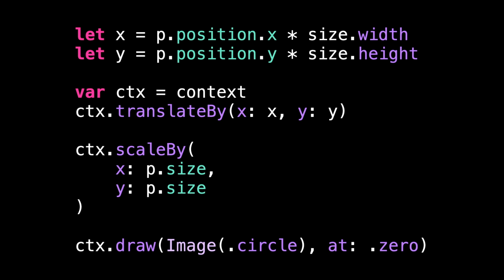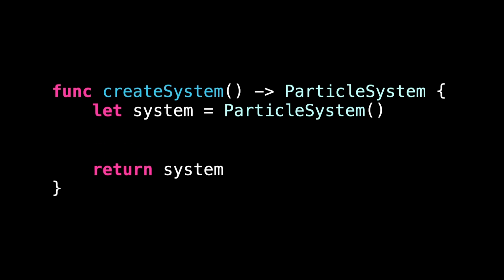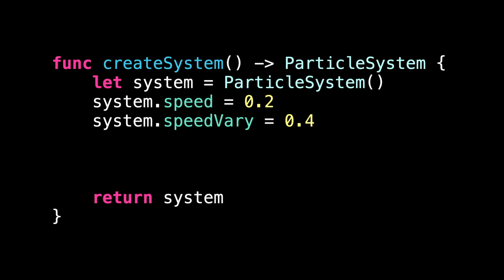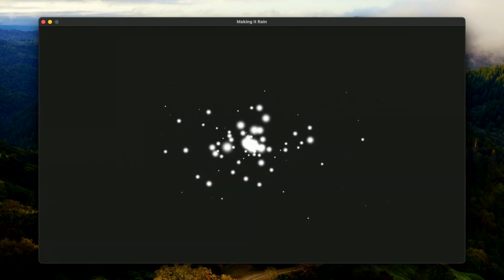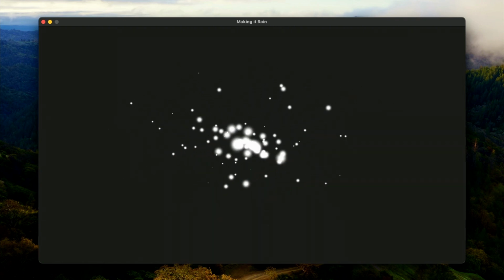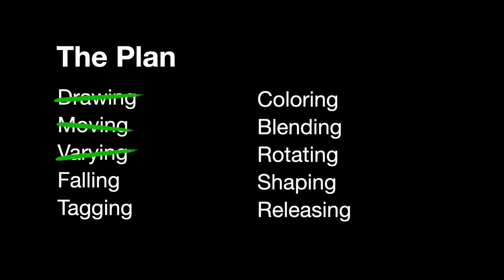And that completes all our code changes, so we can now use this in our particle system. If you remember, this is the create system method we put into content view. We can now add values into there to customize the particle system using our new properties like this. This means our particles will have a speed between 0 and 0.4 and a size between 0 and 1. This means the particles scale down to 0 as they age. And here's how it looks. Particles are all different sizes and speeds. And that's varying done.